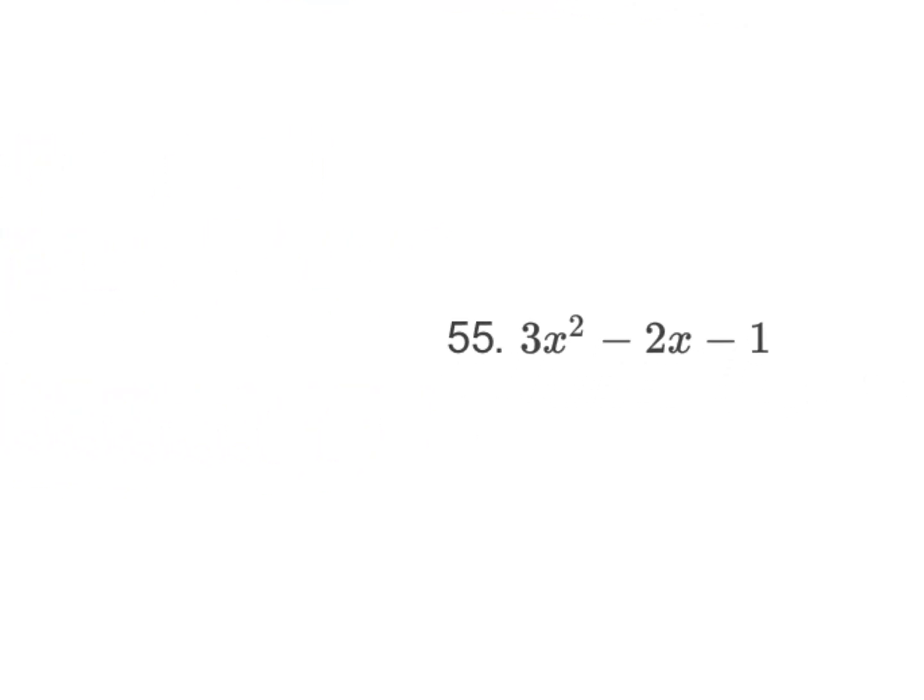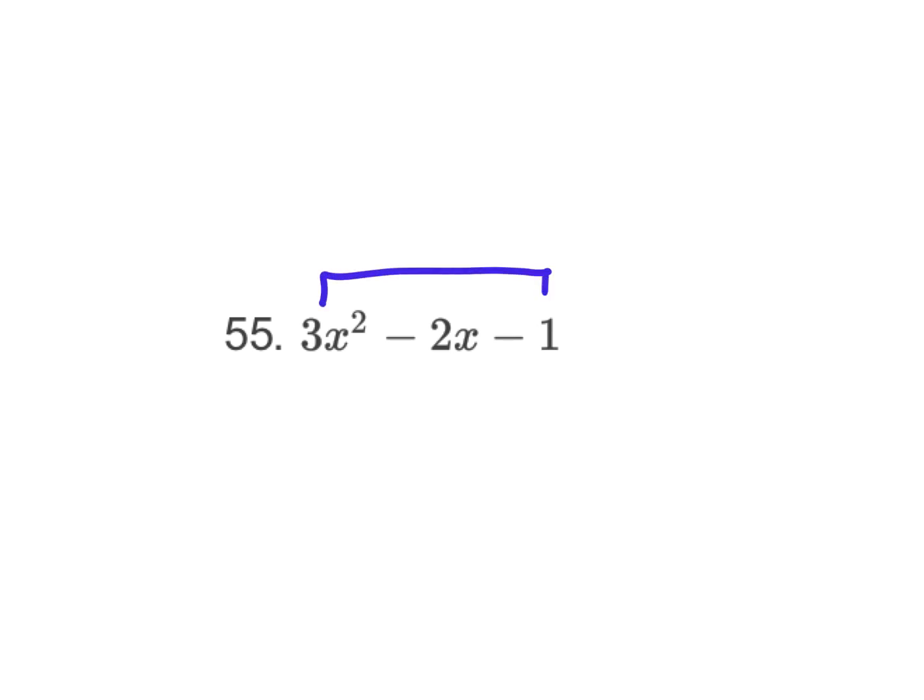All right, moving along to 55. Again, look for GCF. There is not one. So I'm going to go ahead and say a times c. 3 times negative 1 is negative 3.